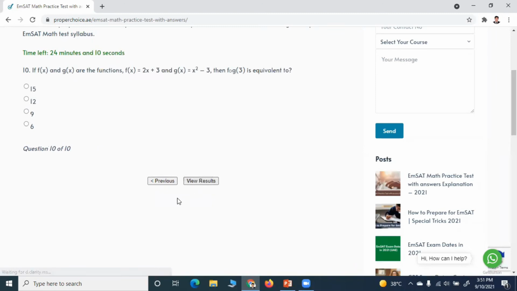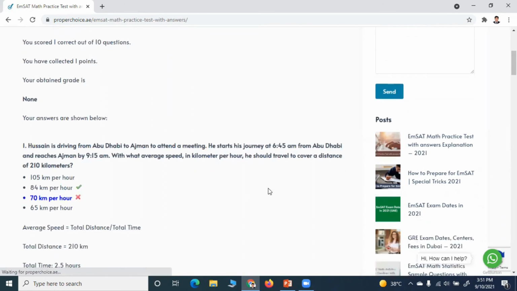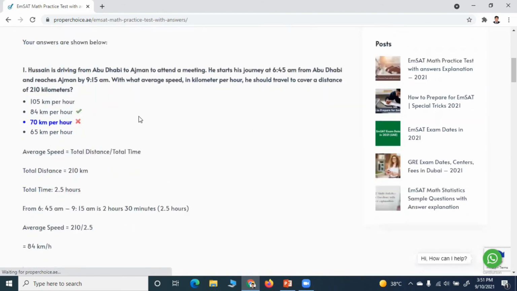See, I have finished it now. When I click on my result, it will show which questions went wrong, what the right choice was, and why it went wrong. We will explain: this was the question, you answered wrong, and this is the formula. Average speed is total distance by total time. I will take distance, I will take time, and do the calculation.